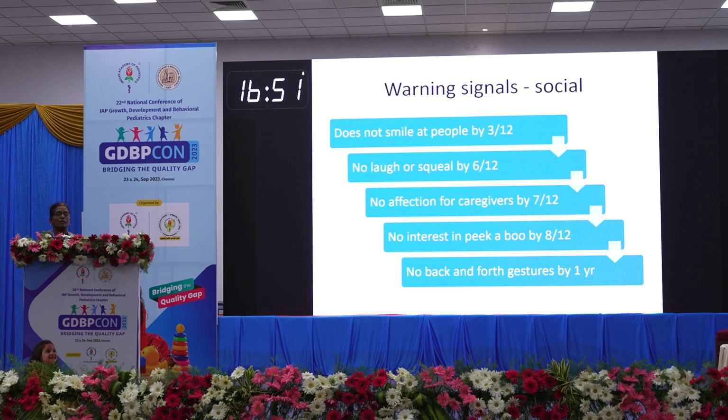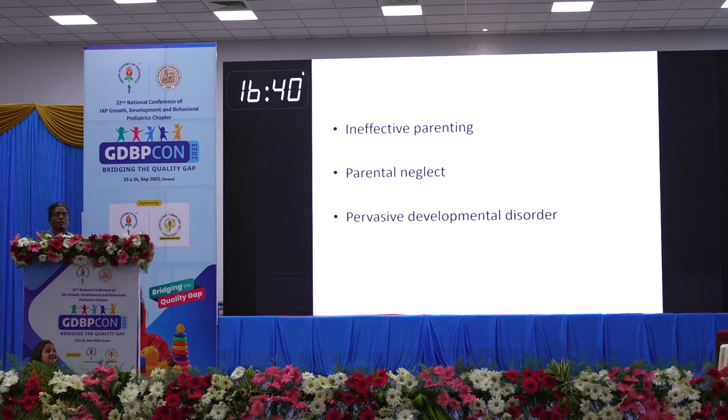Social domain: doesn't smile at people by 3 months, no laugh by 6 months, no affection for the caregivers by 7 months, no interest in the peekaboo game by 8 months, no gesturing by 1 year, we have to evaluate. So these social domains may be faulty, maybe due to ineffective parenting or parental neglect, or it could be a pervasive developmental disorder.